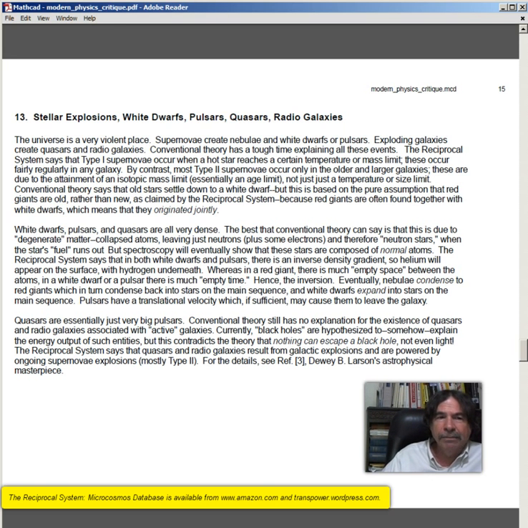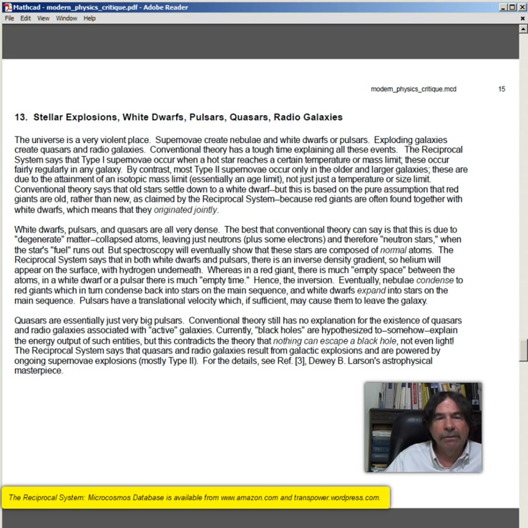The reciprocal system says that in both white dwarfs and pulsars there is an inverse density gradient, so helium will quite naturally appear on the surface with hydrogen underneath. Whereas in a red giant, there is much empty space between the atoms, in a white dwarf or pulsar, there is much empty time, hence the inversion. Eventually, nebulae condense to red giants, which in turn condense back into stars in the main sequence, and white dwarfs expand into stars on the main sequence. Pulsars have a translational velocity which, if sufficient, may cause them to leave the galaxy. Quasars are essentially just very big pulsars.